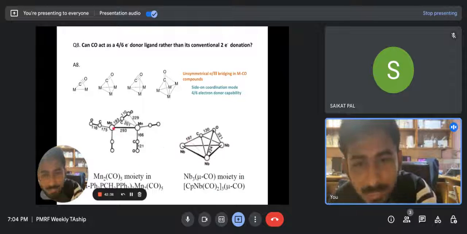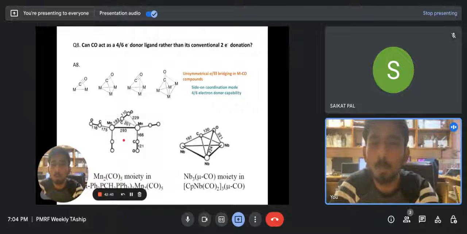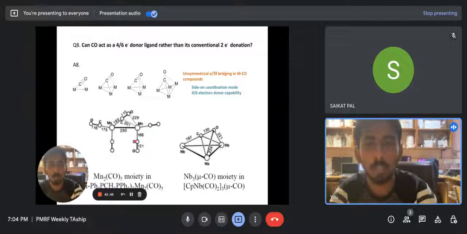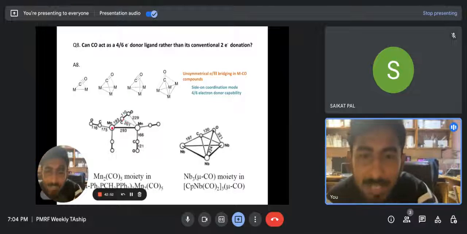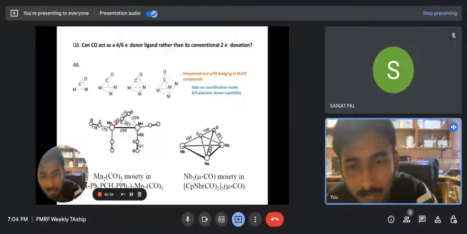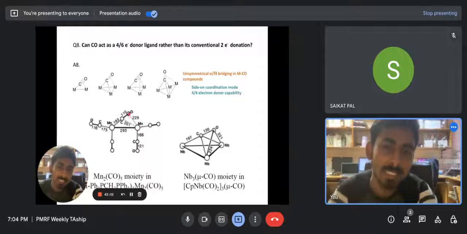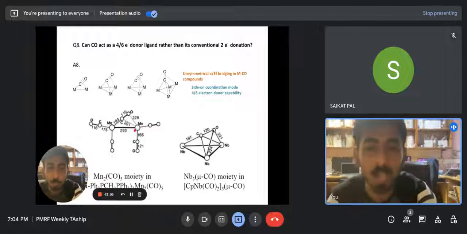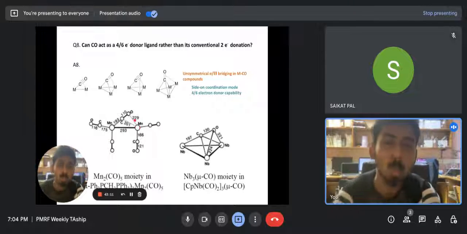Firstly, in this example, you can see there is a metal-metal Mn-Mn bond having a bond distance of 293 picometer, and each of the manganese atoms has two CO molecules. There is a CO molecule that is eta 1 terminally bound to the manganese center. This Mn-C bond length is 193 picometer, and this CO bond is 110 picometer. This C has a significant interaction with the manganese. This oxygen also has a significant interaction with the manganese. The C-manganese bond distance here is 201 picometer, and the oxygen-manganese bond distance is 229 picometer.